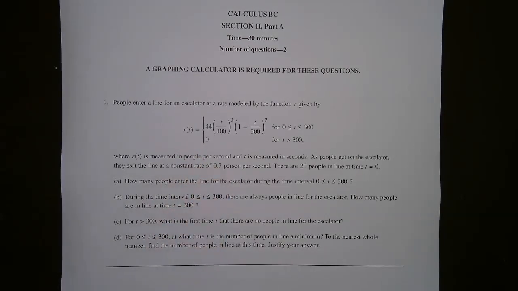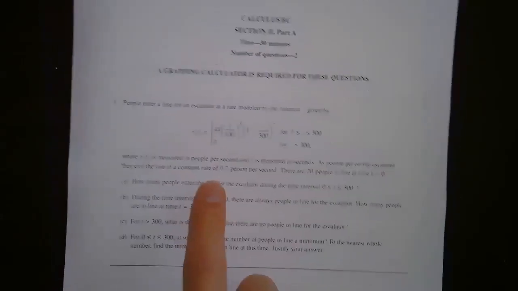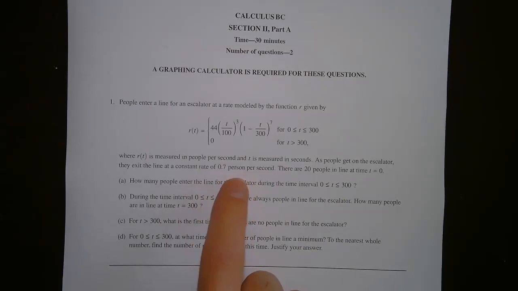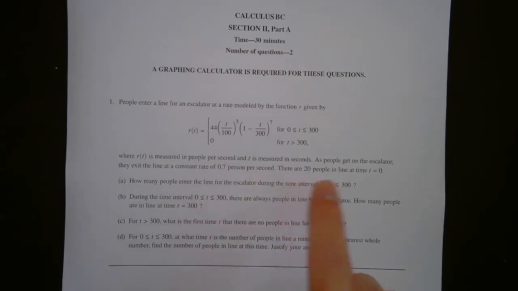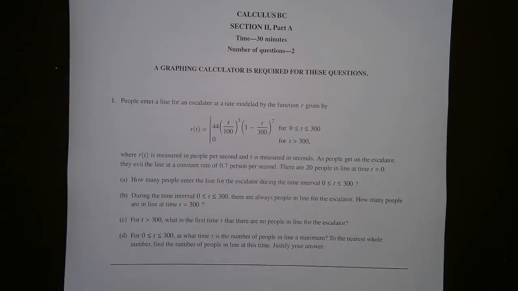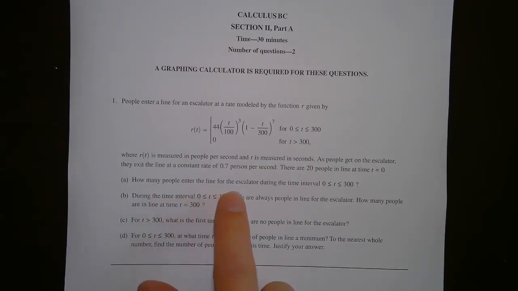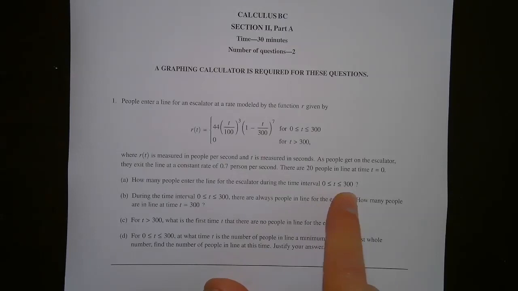It also tells you that as people get on the escalator, they exit the line at a constant rate of 0.7 person per second. So this is a derivative, and this is also a derivative, because they're both rates. We also know that we started with 20 people in line at t equals 0. So question A: how many people enter the line for the escalator during the time interval 0 less than or equal to t less than or equal to 300?